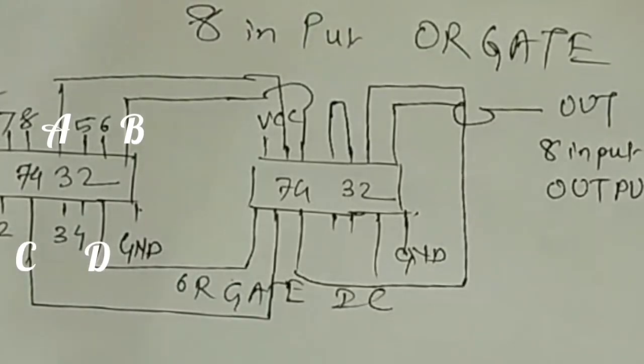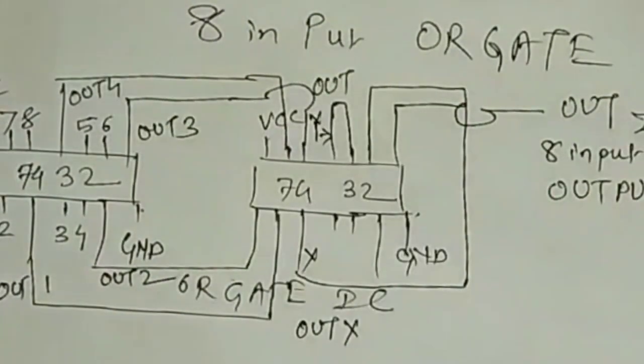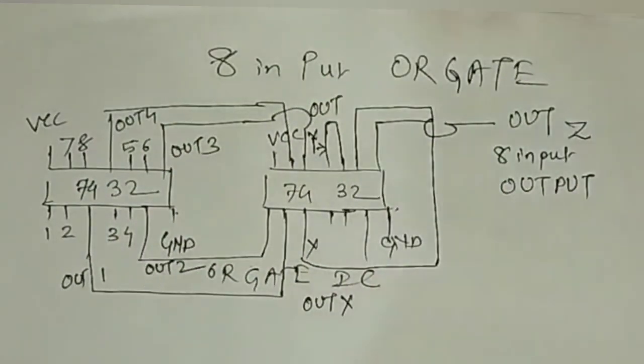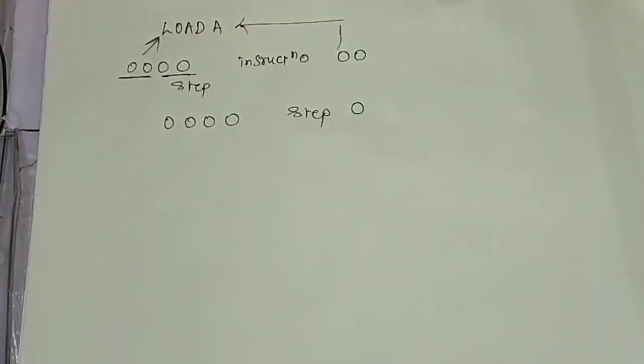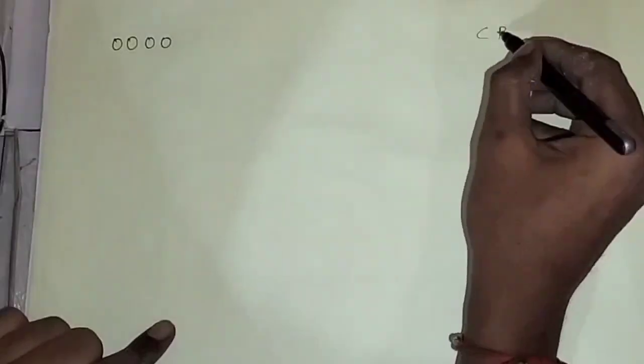All 8 inputs are numbered 1 to 8. Output of this I named A, B, C, D. Then X and Y, and final output is Z. See the working of the load A instruction: 2 steps for fetch and 2 steps for execution.